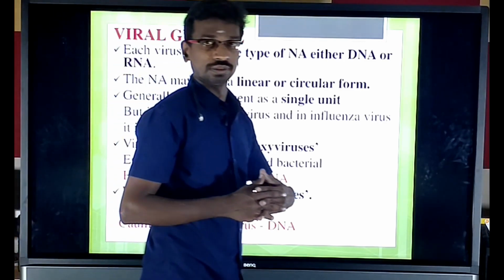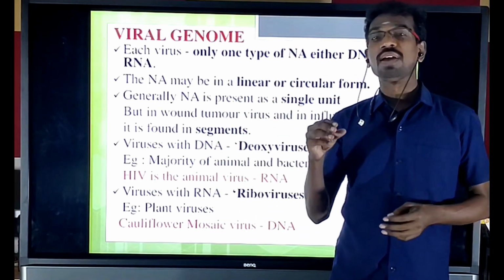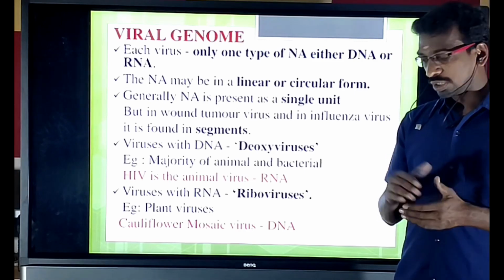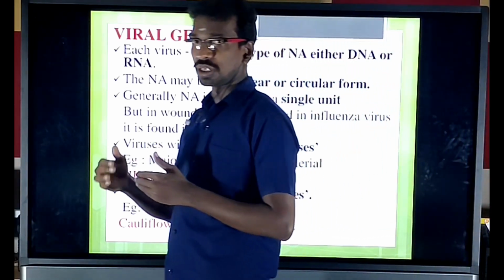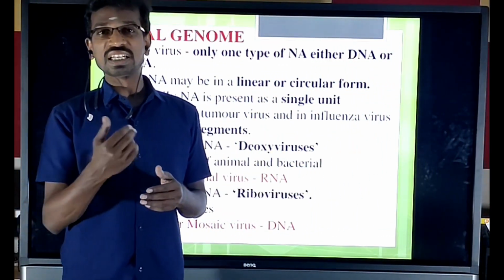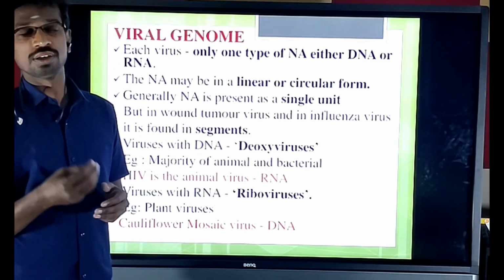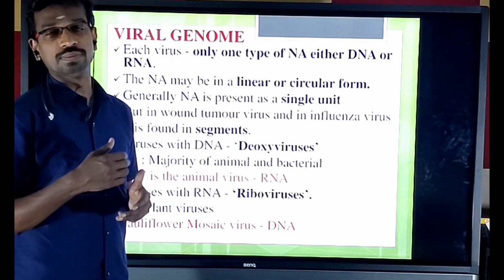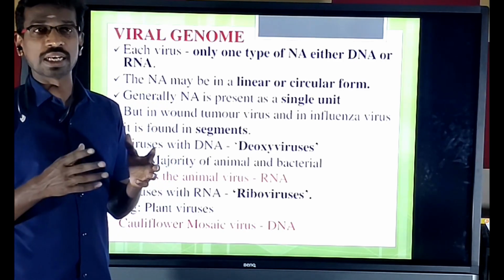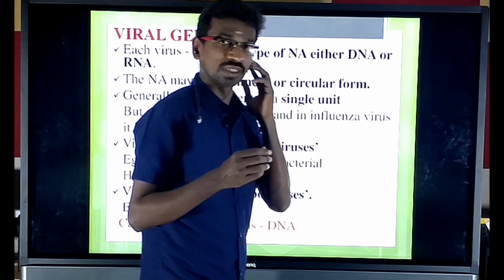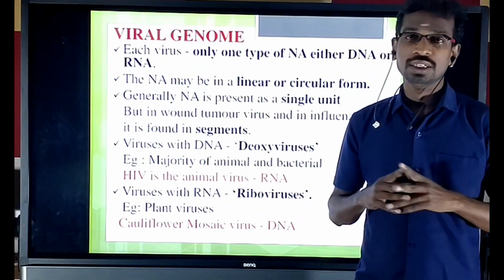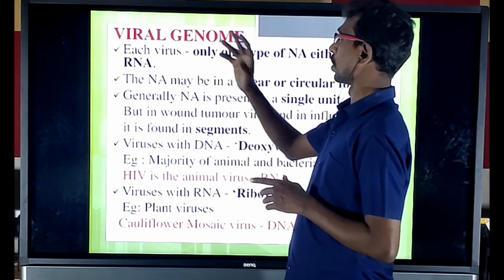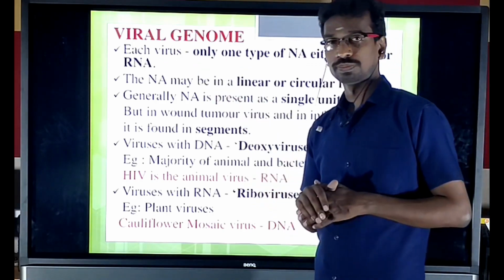So we already know that a virus contains only one type of genetic material. It never contains both. In the Baltimore classification, we discussed the nature of the genome, whether it may be single stranded or double stranded, linear or circular. Sometimes the DNA is present as a single unit, and sometimes it is segmented. These are the things we are going to see about the viral genome.